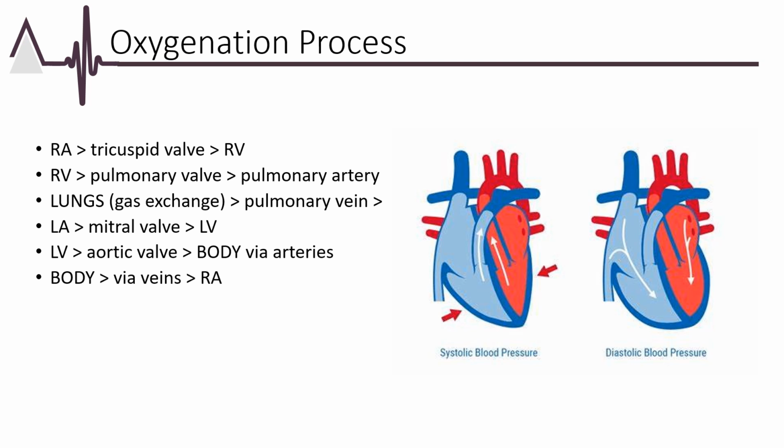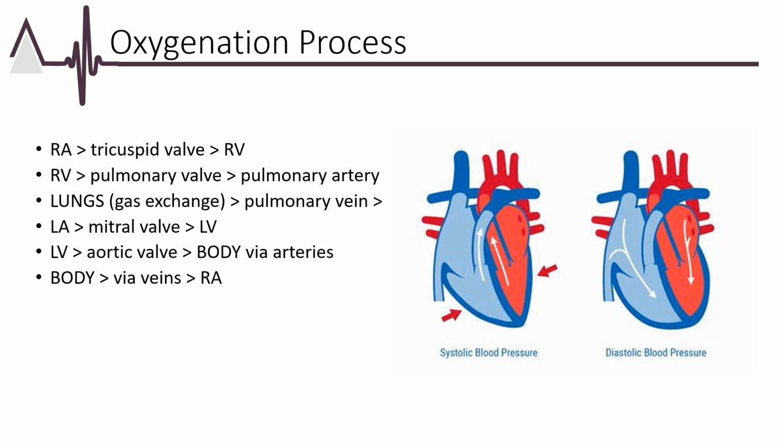Deoxygenated blood enters the right atrium from the body via large vessels, the superior and inferior vena cava. During diastole, blood flows down from the right atrium through the tricuspid valve into the right ventricle. During systole, the heart contracts and blood is pushed from the right ventricle through the pulmonary valve into the pulmonary artery.